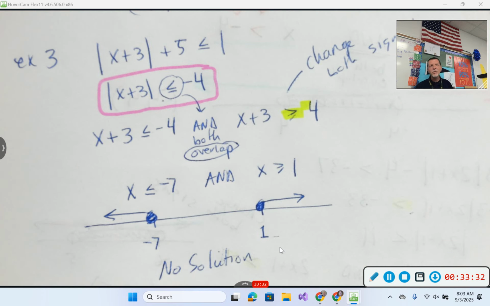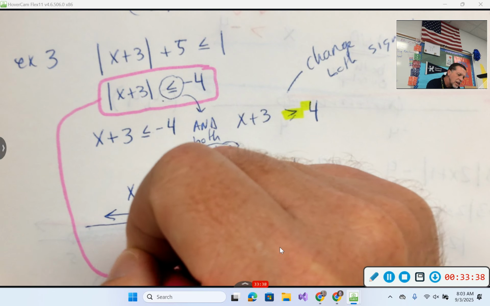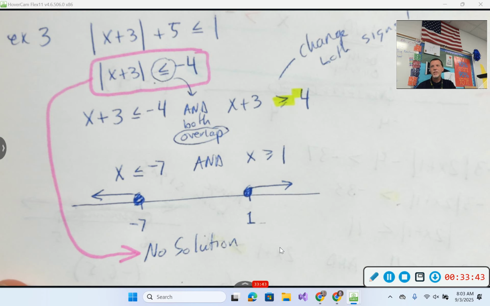But absolute value, at its smallest, is 0. It's certainly never negative. So if we're really paying attention, we could catch that and jump straight to no solution. Sort of like with equations, if you're really paying attention, sometimes you catch it.